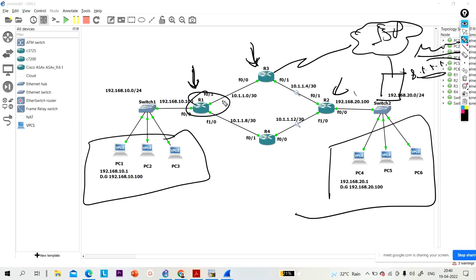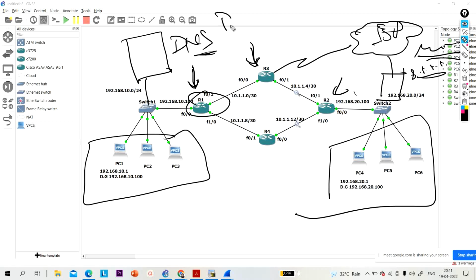DNS server. What will the DNS server do? Okay, suppose here is my DNS server. What will the DNS server do, dear? DNS server resolves a domain name into an IP address. No, DNS can't do anything here.